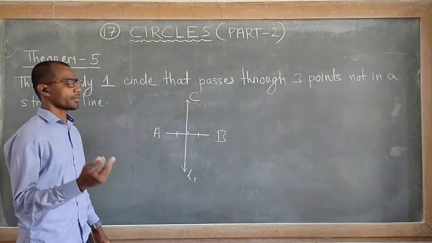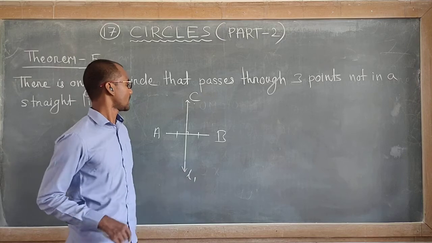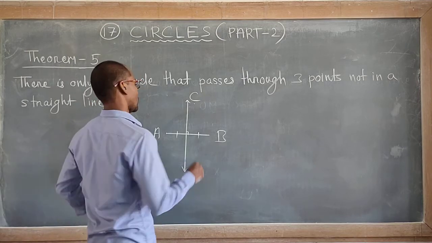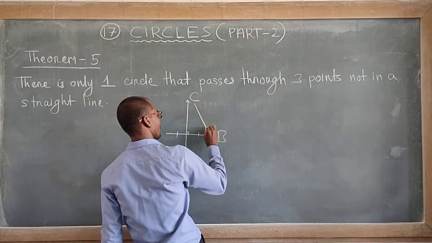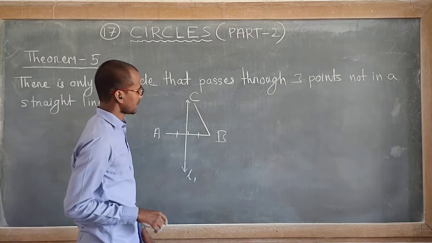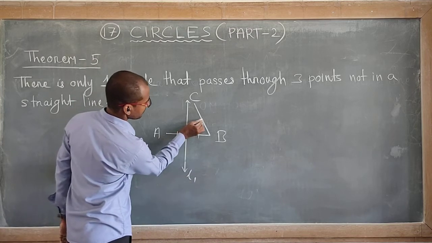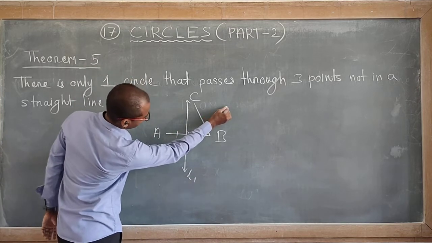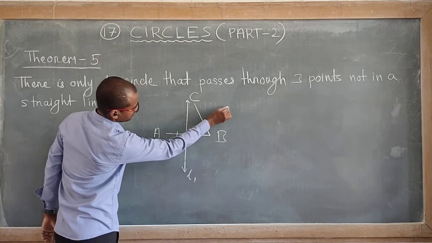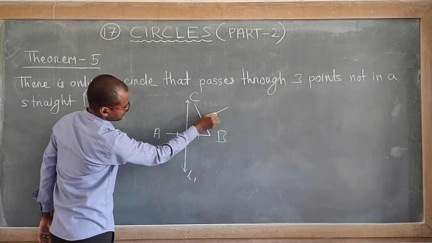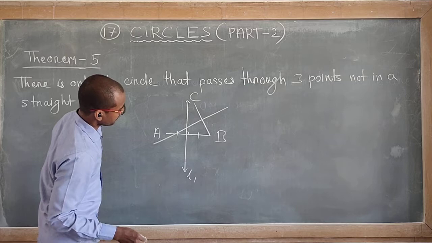Next, now we have two options. Either you can join BC or you can join AC. Let us join BC. Now again do the same thing. Draw the perpendicular bisector of BC. My diagram is not accurate.